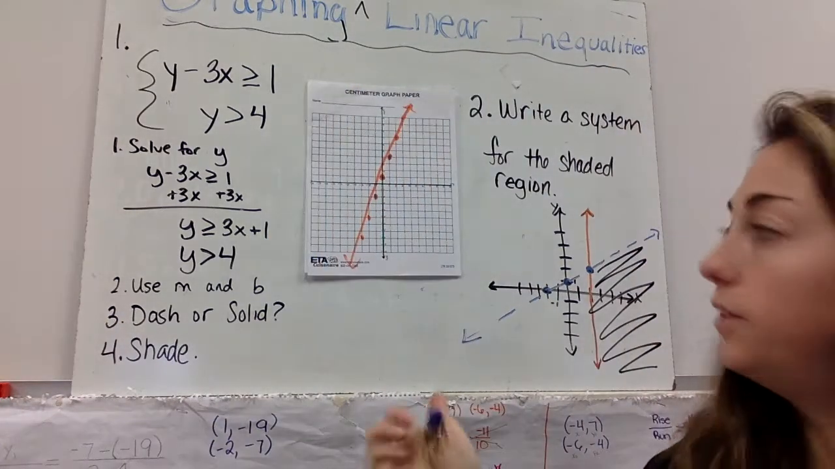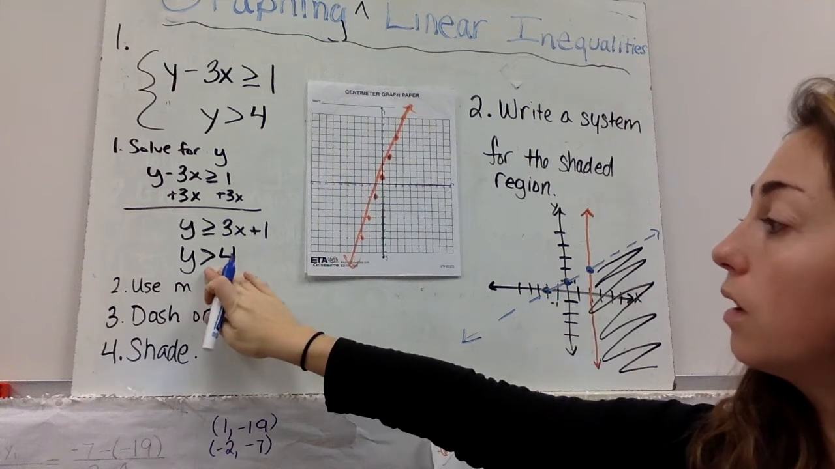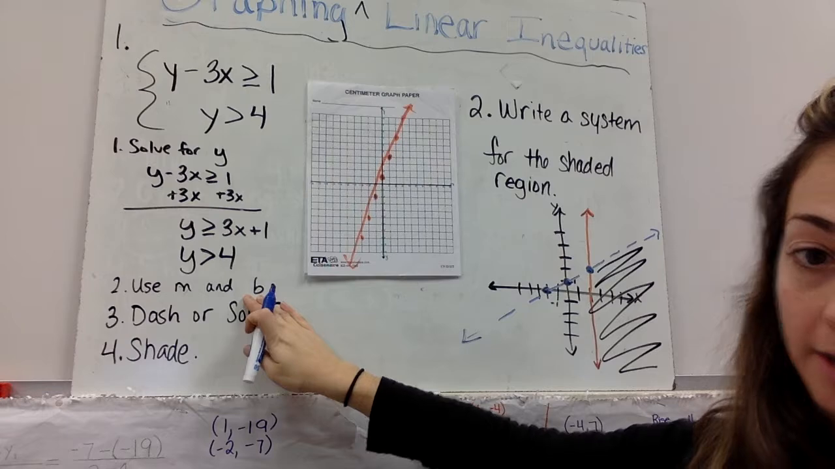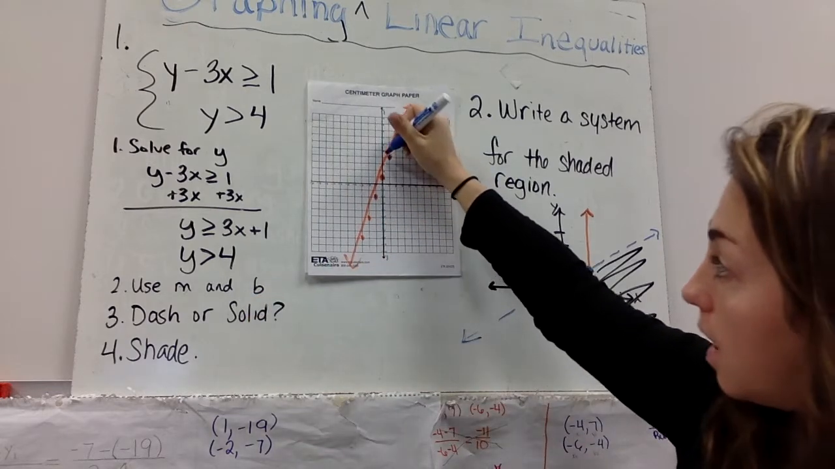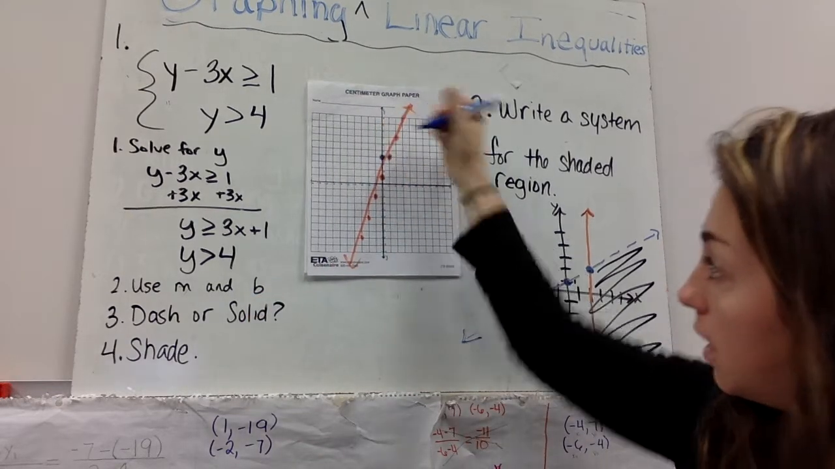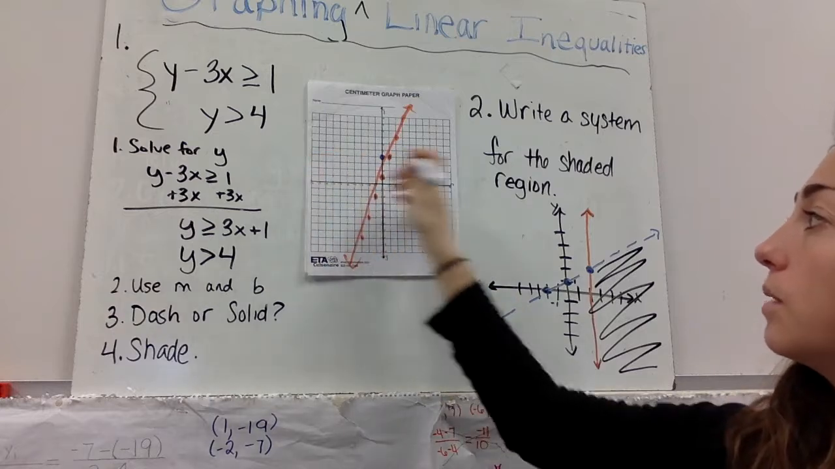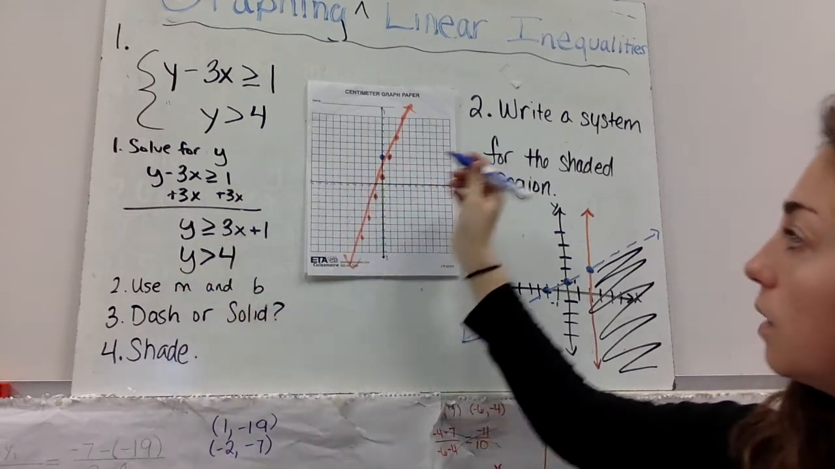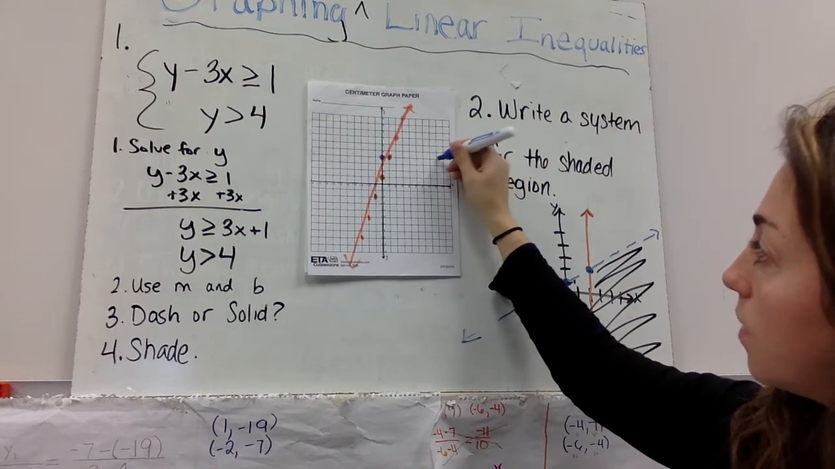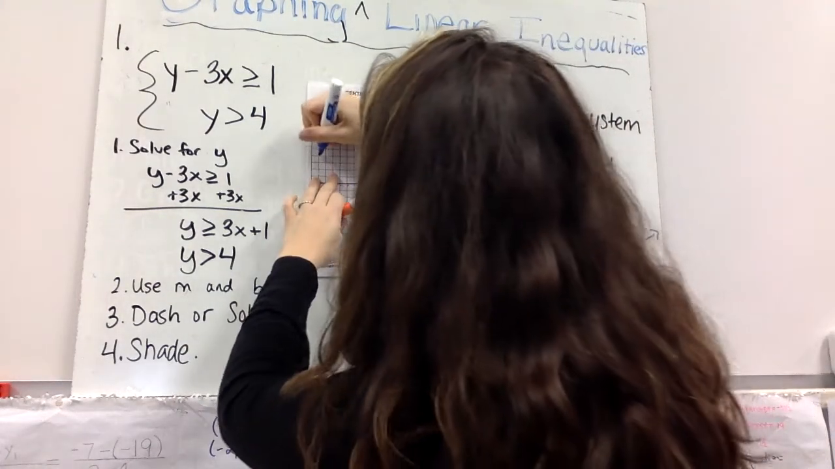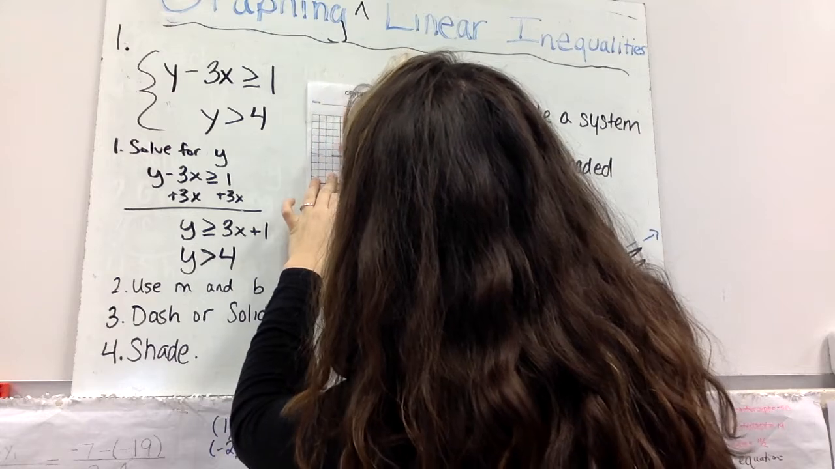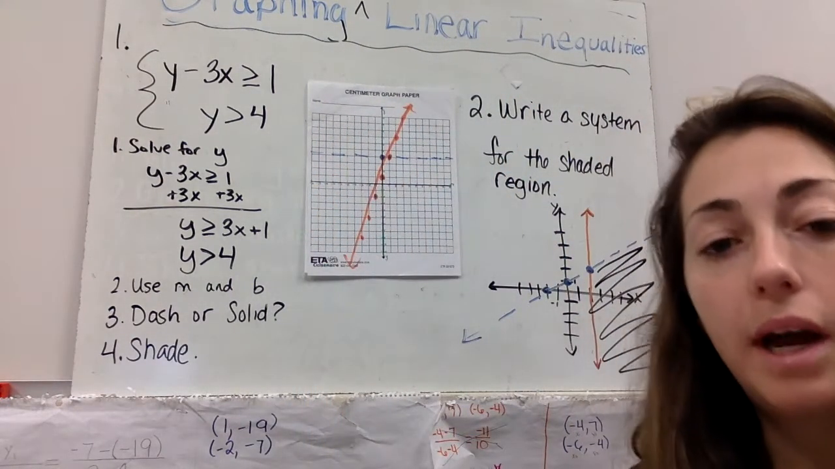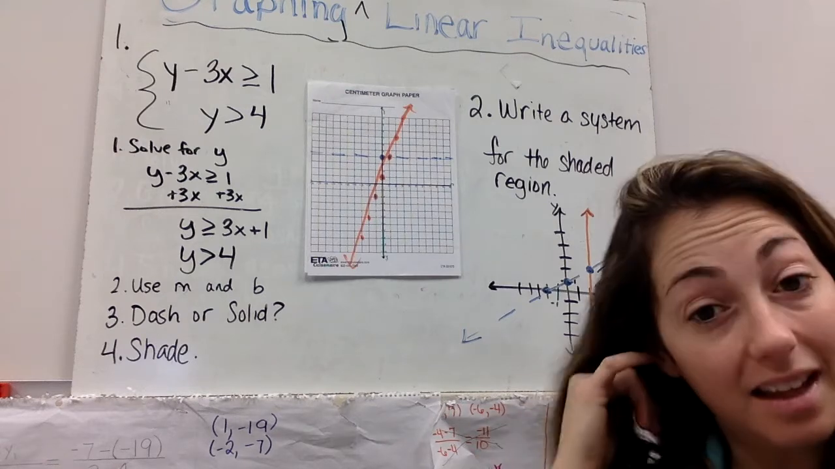So I have y is greater than 4. Use my m and my b. Well, my slope is 0 and my y-intercept is 4. So I plot at 4. And then I have no slope, so it's a horizontal line. It's dashed because there's no equal sign. So I'm dashing it away. Okay, and now I need to shade what's greater than that line.